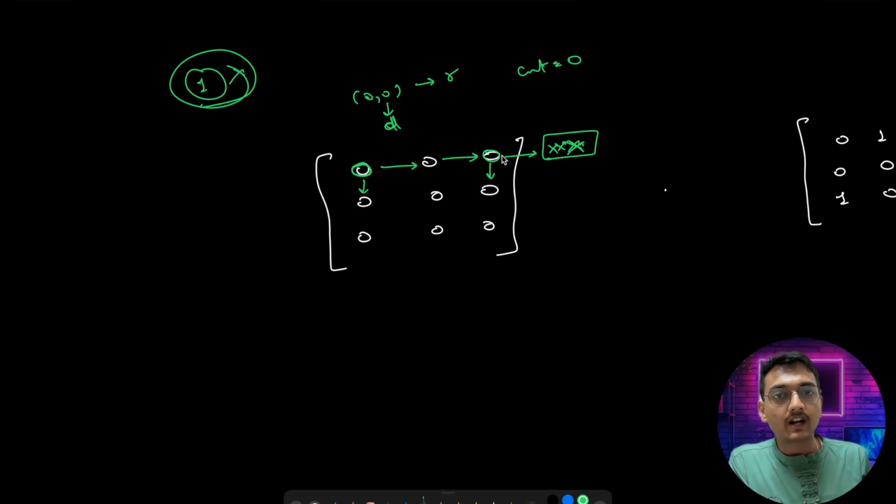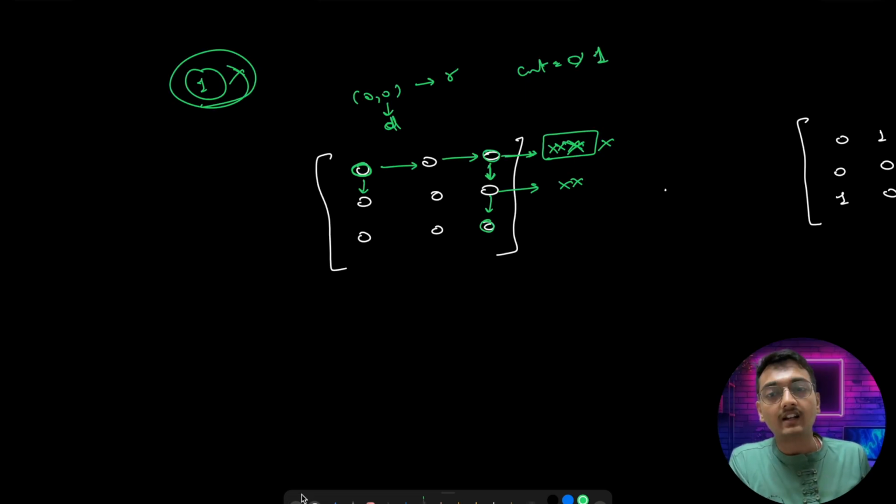I have tried moving right, which is an invalid path, so I will discard this part. But this path is valid, so I will move down. Okay, let me try. From this, I will try to move right, which is invalid. I will discard it, but I can move down. Okay, but this time I have reached my final destination. As soon as I am able to reach the final destination, I will increment my counter.